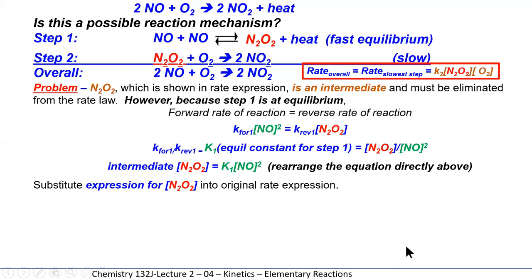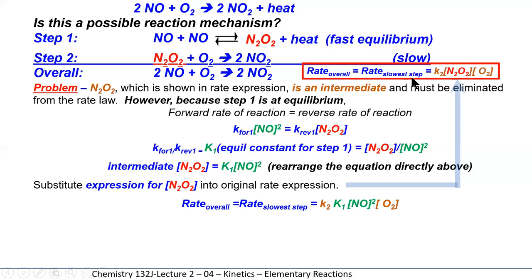So we're going to substitute the expression for the concentration of N2O2 in the original expression, which is up here. There's the overall rate again. And we are going to substitute the concentration of N2O2, this concentration. We're substituting K1 times the concentration of NO squared for the concentration of N2O2 in this expression. So when we do that, we get the overall rate, which is the rate of the slowest step, equal to K2 times, instead of N2O2, we're replacing with K1 times NO squared times O2. Notice we've just got rid of the N2O2 by substituting.